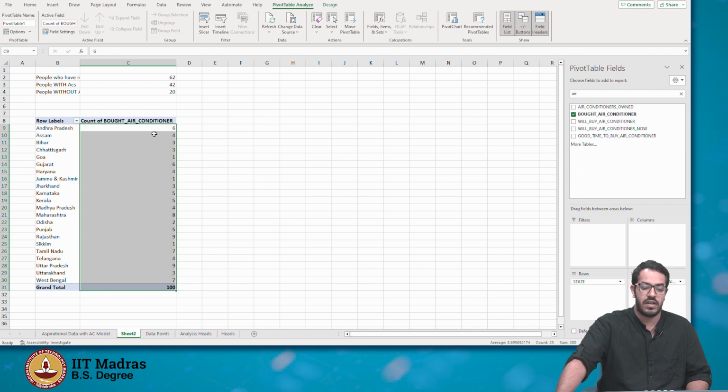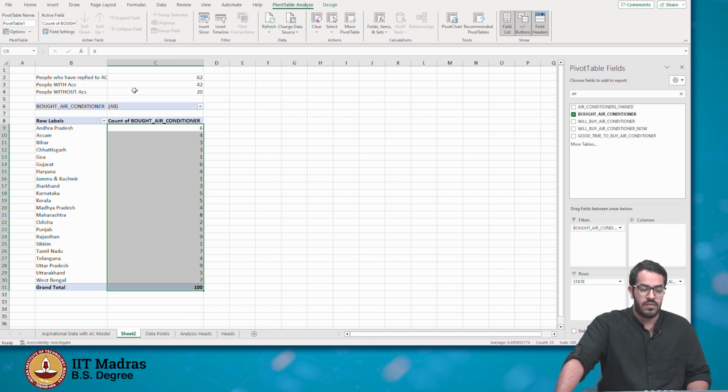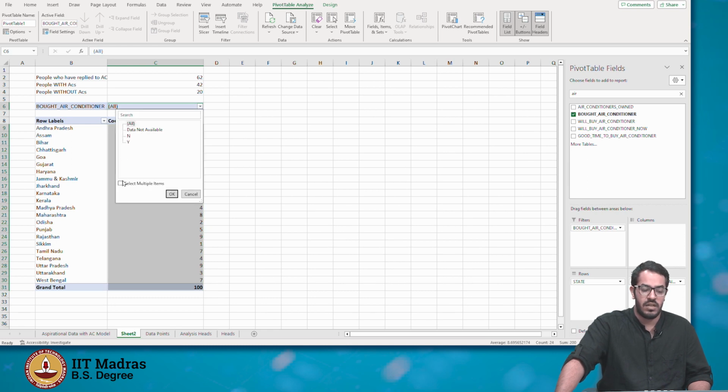In this data we'll be able to see that there are responses recorded for data not available, yes and no. These are the 3 options that we'll get. But of course, data not available is something that we do not want. So what we can do is, as filters, we can also put bought air conditioner as a filter. Here we will see that all are selected. We don't want that, so we'll do select multiple items. We'll unselect data not available, and right now we have yes and no.